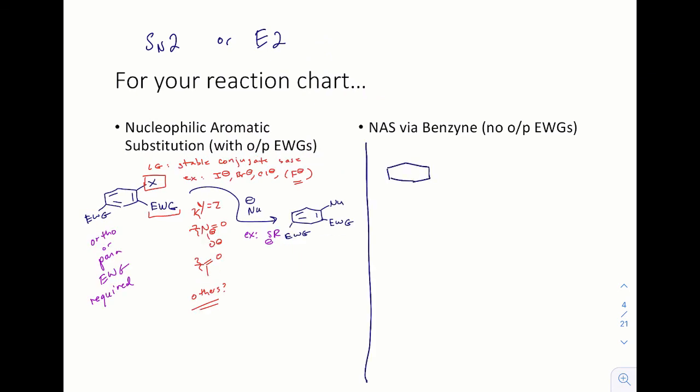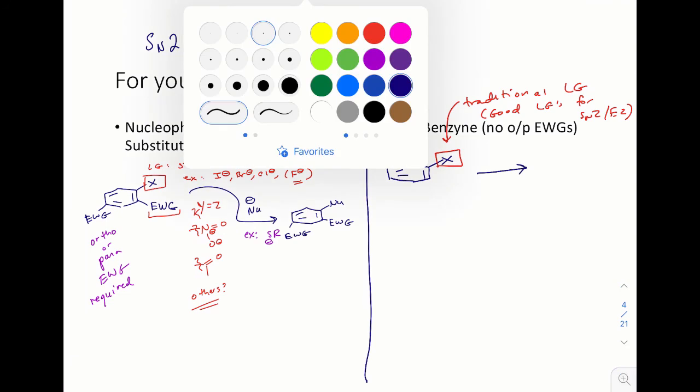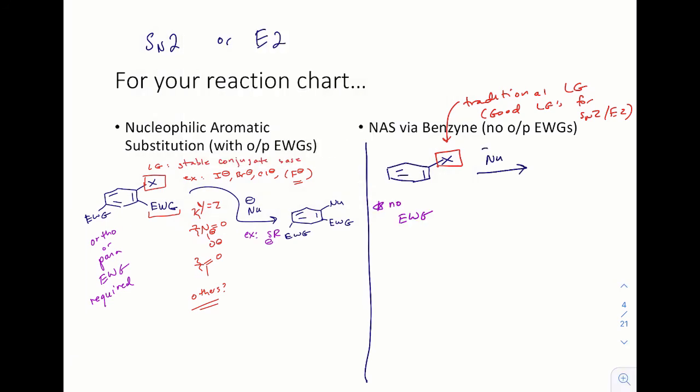Now, when there are no electron withdrawing groups, but there's still a leaving group, and now this is our traditional leaving group, because this is in an E2 sense, so basically not fluoride in the case of benzyne. But there are no electron withdrawing groups on the ring. It's treated with a nucleophilic species. And remember, nucleophilic species are often also basic, right? They're both electron rich. So often, not always, electron-rich species can act as both bases and nucleophiles.